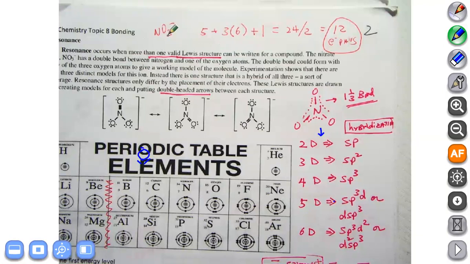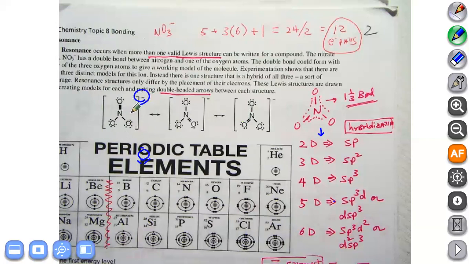Example, NO3 negative 1. So you can have a double bond in NO3 negative 1 here, here, or here. Those would be equivalent structures. So you have to put the bracket over each one of them and put double-headed arrows between them. And then outside the bracket, you must add the sign negative 1.